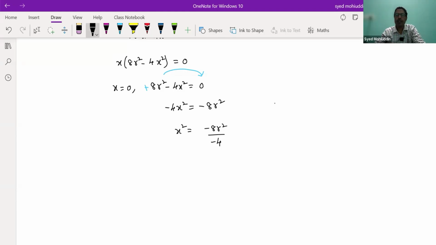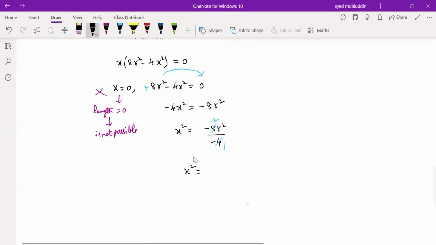Further, if you try to simplify this one, 4 ones are 4, 4 twos are 8. Along with the negative sign, it will cancel out. So x square will be, negative sign has gone, this 2 is there, so 2, and this r square. Or x will be equal to plus or minus, which represents the length. We'll just be taking the positive value, root 2 r. Are you getting this?